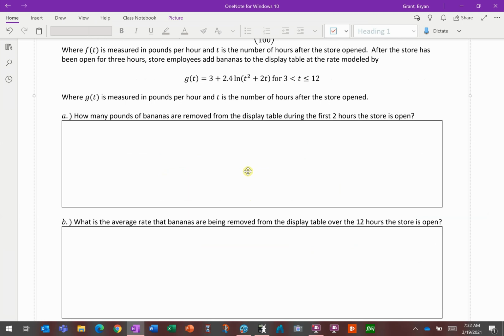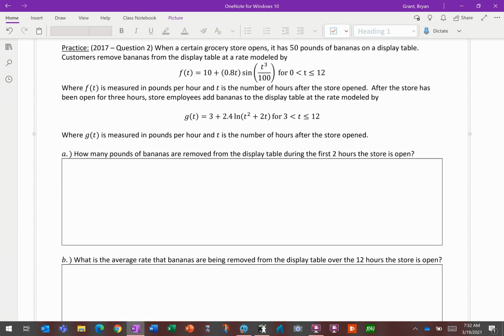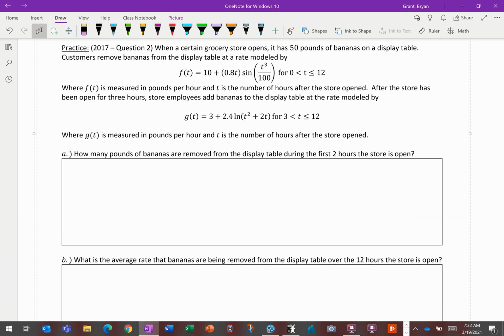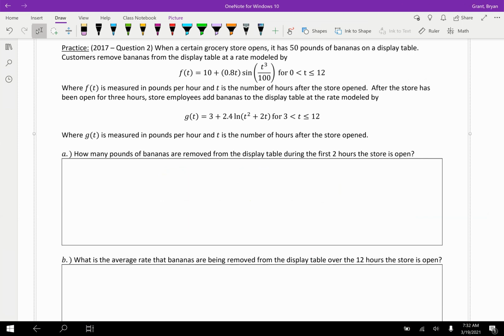Well, the one thing we should probably identify that I didn't ahead of time, and I usually do, is which equation is the rate in, which equation is the rate out. Well, it's interesting because the first equation they give you is actually the rate out, right? It's the rate the customers are removing bananas versus our other equation is the rate in. If we want to know how many pounds are removed, the rate in is not relevant. It doesn't matter how many are added. We just care about the removal, which is our function up above.